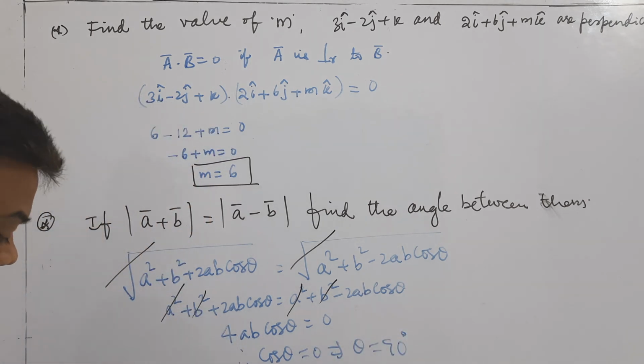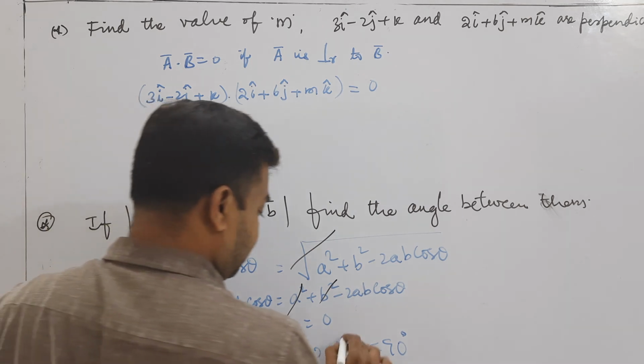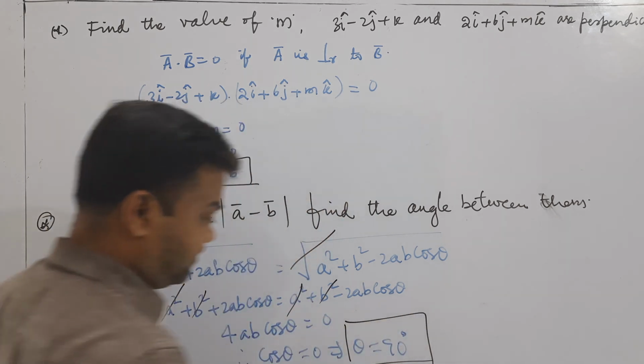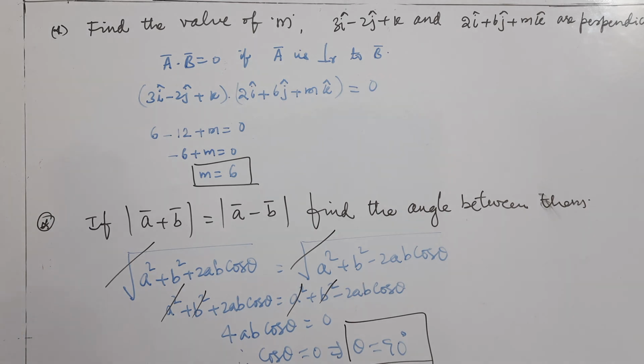Already you know, when the dot product is 0, the two are perpendicular. The two are perpendicular. Okay, copy it first. Completed? Okay, like this we have to explain here. Copy first.